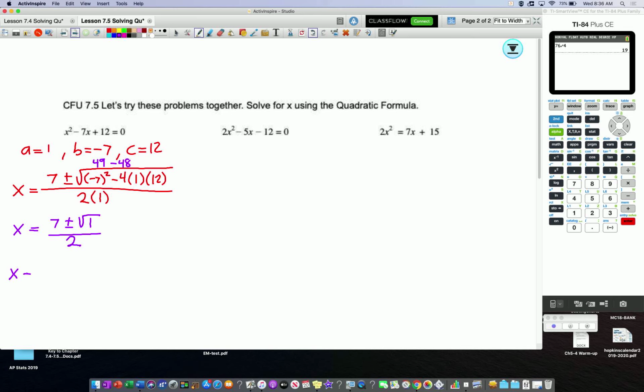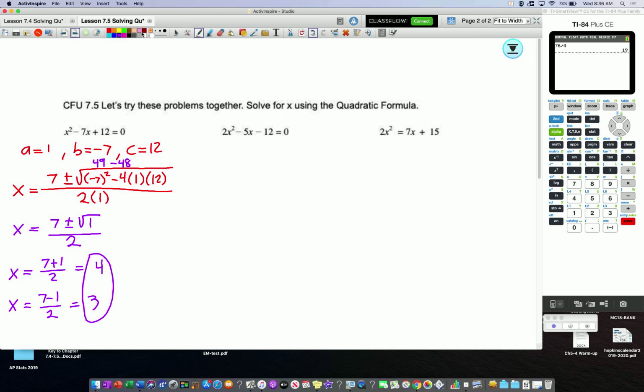Well, the square root of 1 is just 1. So I have 7 plus 1 over 2, which equals 4. And then I have 7 minus 1 divided by 2. That's 6 divided by 2, which is 3. And I got the first one done. All right, let's try the second CFU problem.